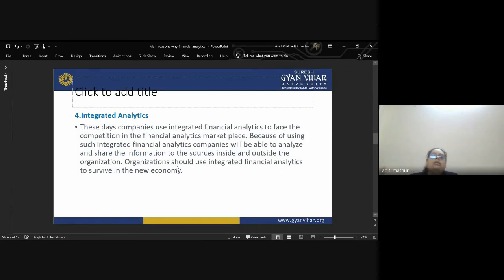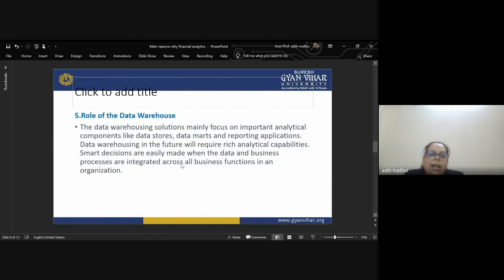And the last reason is integrated analysis. You do the analysis at overall organizational level, so that you can see कि आपकी survival की कितनी probability है in the new economy or in the new changes. Right, so that is also one of the reasons why we are doing the financial analytics.